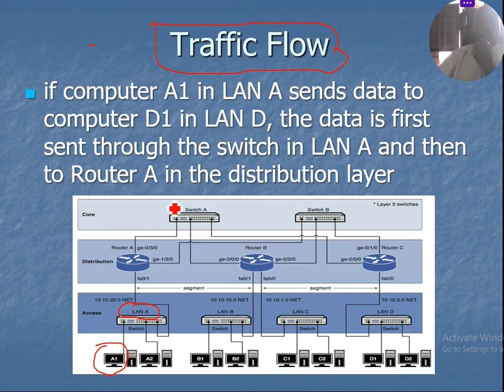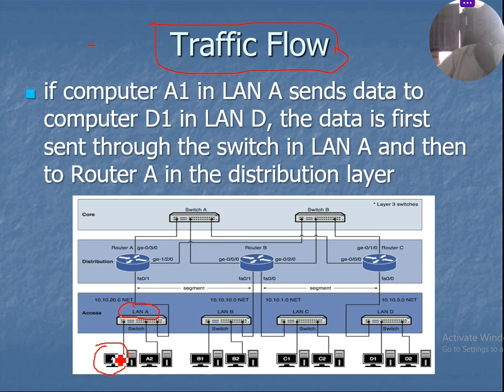Now let's give an example of how data can go from one LAN to another LAN in another place. Let's assume a computer A1. A1 is from LAN A. B1, B2 are from LAN B, C1, C2 are from LAN C, D1, D2 are from LAN D. Now let's assume computer A1 in LAN A sends data to D1 in LAN D.